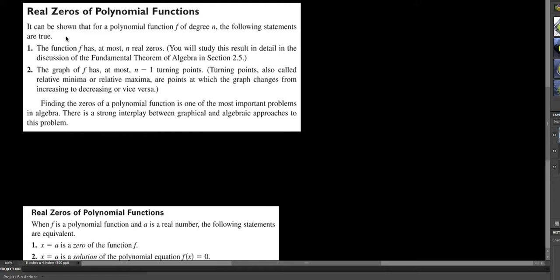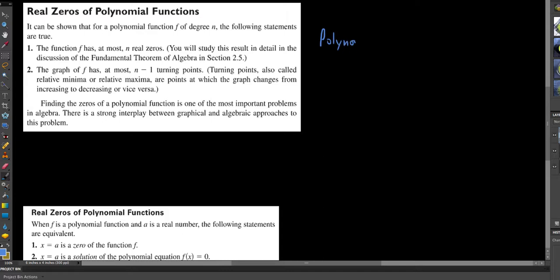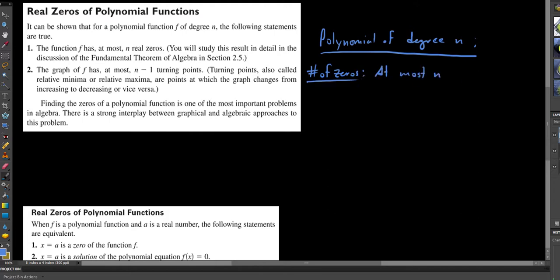So notice that it says it can be shown that for a polynomial function of degree n, the following statements are true. If we have a polynomial of degree n, then we can say that the number of zeros is at most n real zeros. And so one thing we want to acknowledge going forward is this: whatever the degree of the polynomial is, that is the most number of real zeros that we can obtain from it.